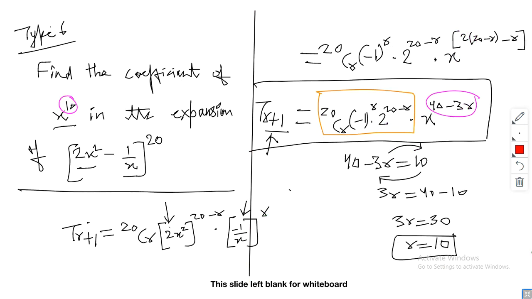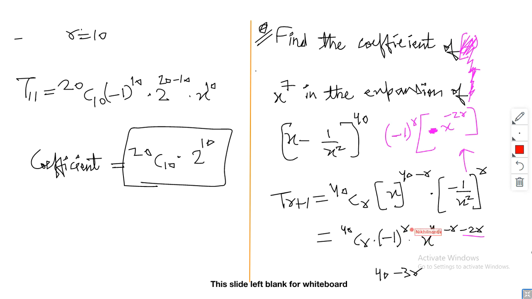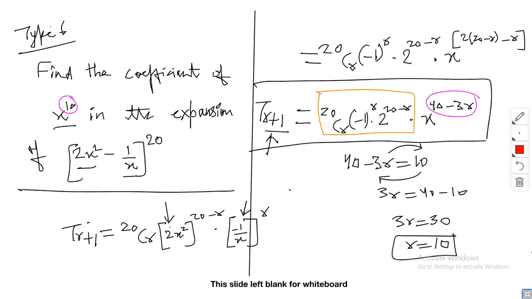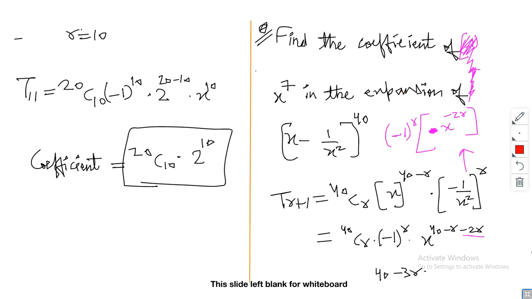No, it is a different question, but luckily we got the same value for the power of x. So 40 minus 3r equals 7. Correct? So in the next step you can write this as 40 minus 3r equals 7. So calculate the value of r. Just give me 1 minute.